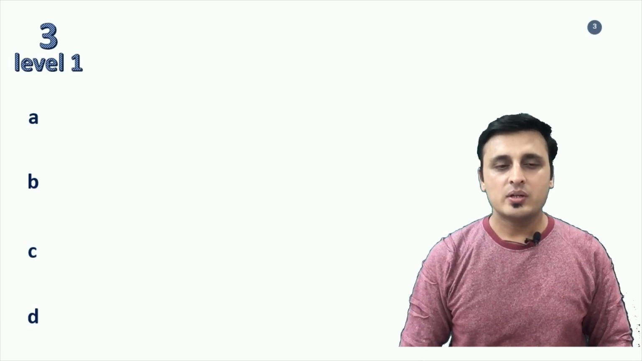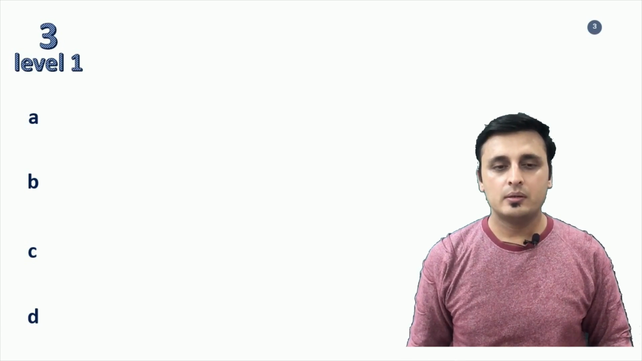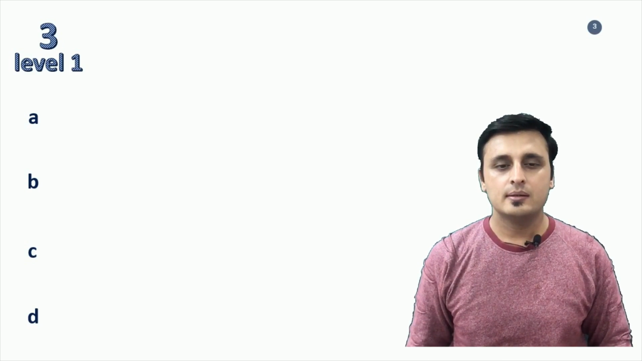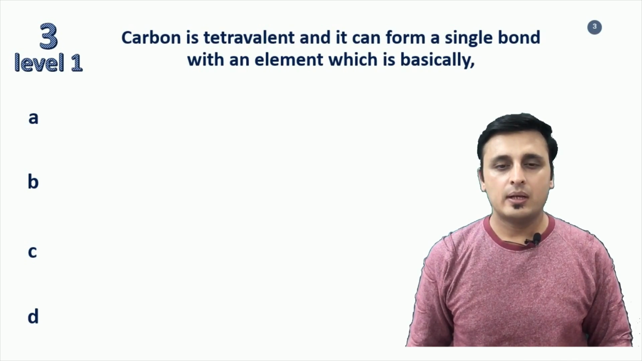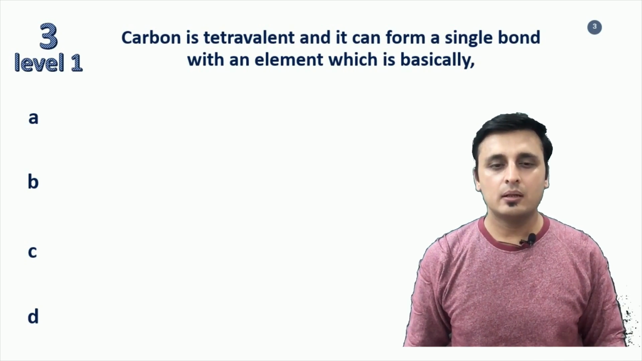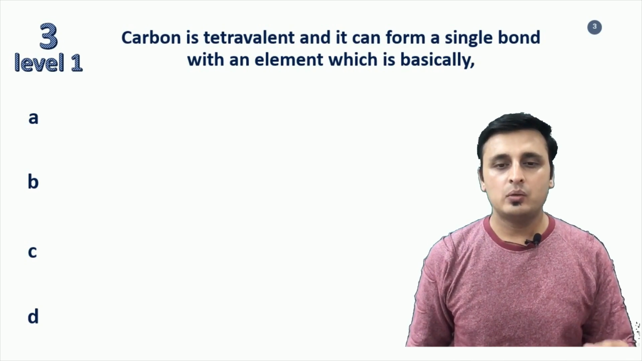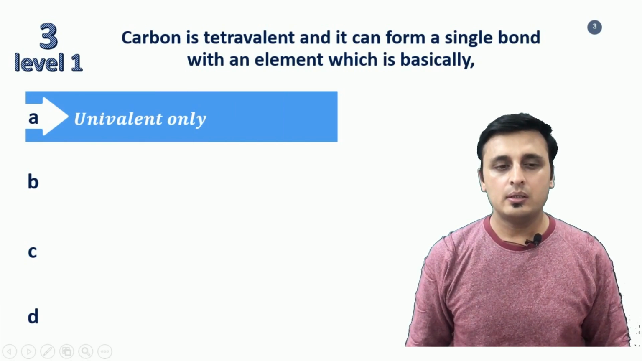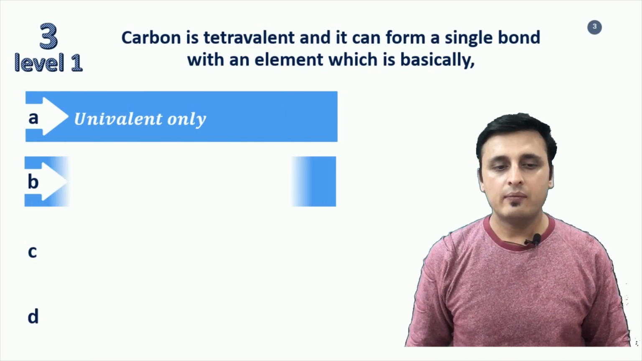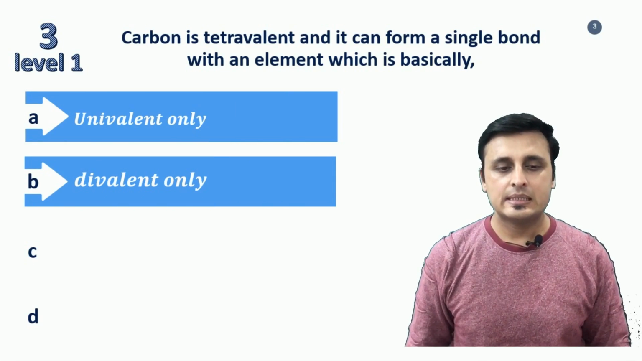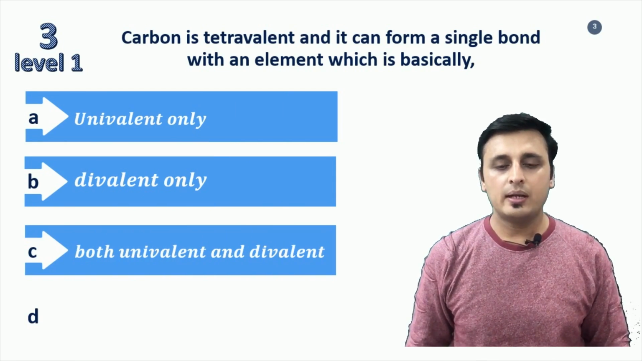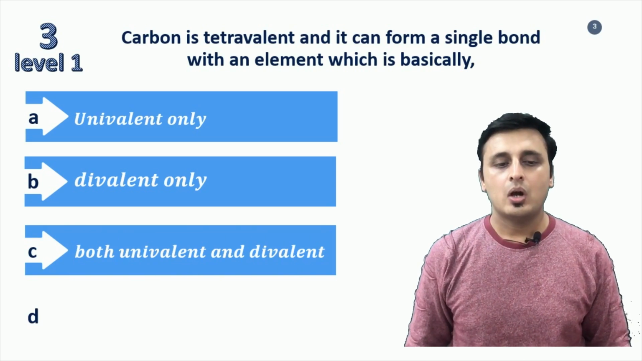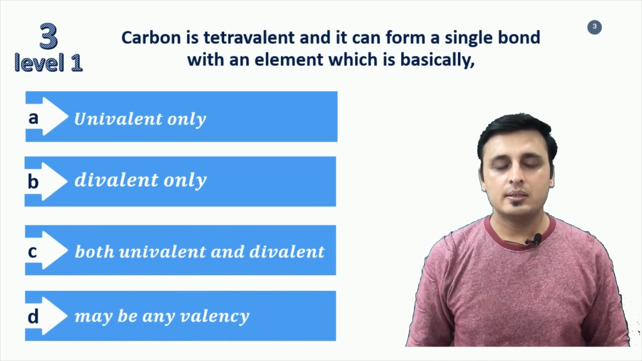Now presenting question number 3, level 1, and the question is: carbon is tetravalent and it can form a single bond with an element which is basically option A, univalent only; option B, divalent only; option C, both univalent and divalent; option D, may be any valency.